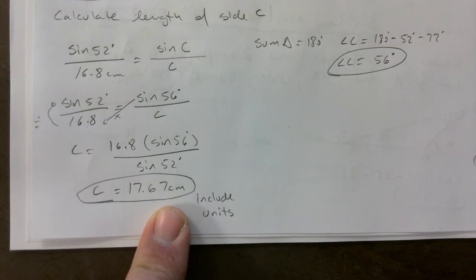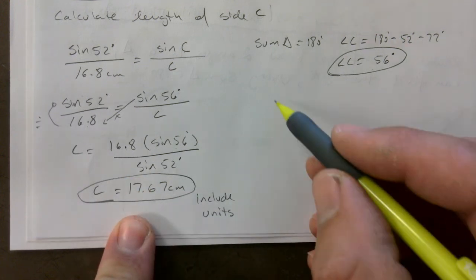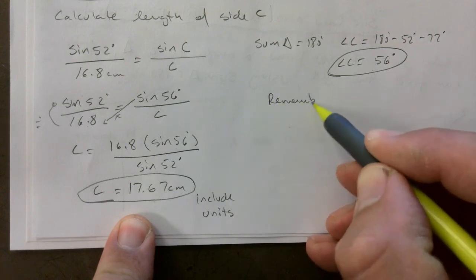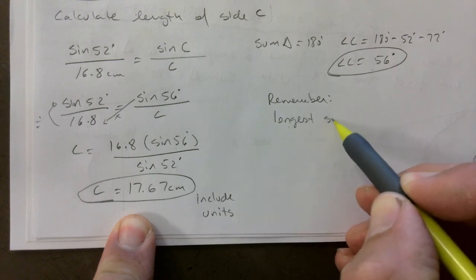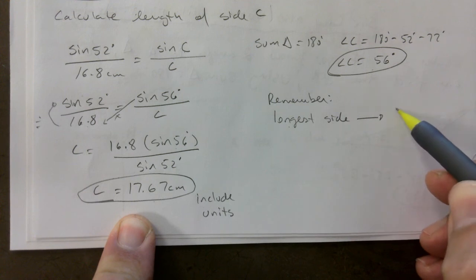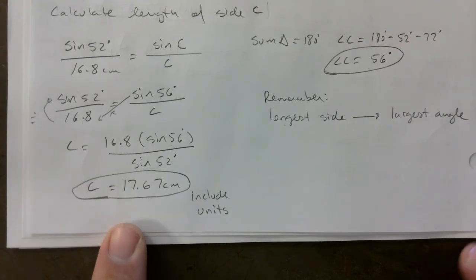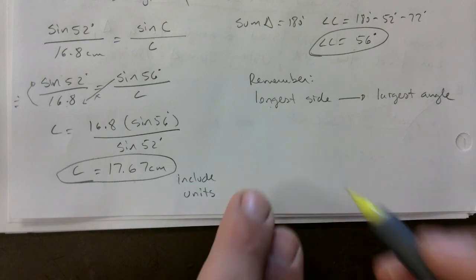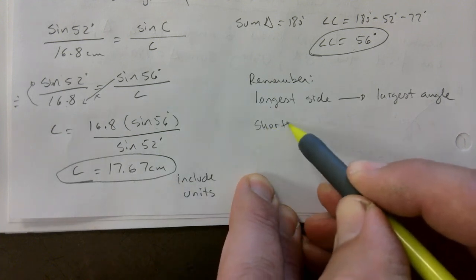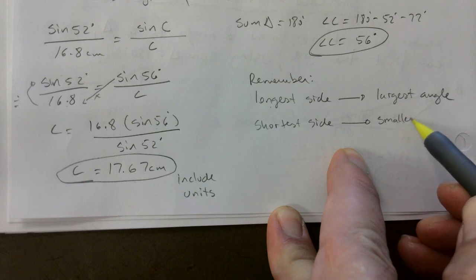Right. So one more thing. There is a relationship between the side length and the angles. Okay? Remember, longest side will be across the largest angle. Make sure you know that, because if you do your math and it doesn't check out, you made a mistake. Shortest side will be across the smallest angle.